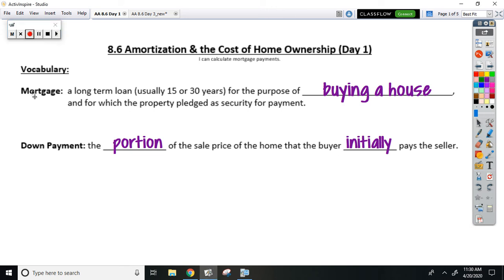So some vocabulary to get us started. The mortgage is a long-term loan, usually 15 or 30 years, for the purpose of buying a house, and for which the property is pledged as security of payment. Your down payment is the portion of the sale price that the buyer initially pays the seller. So it's how much you pay up front.